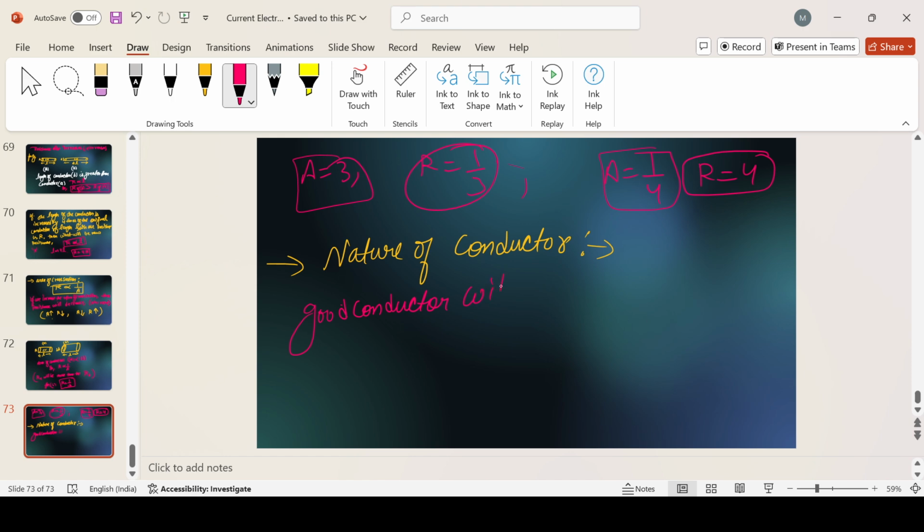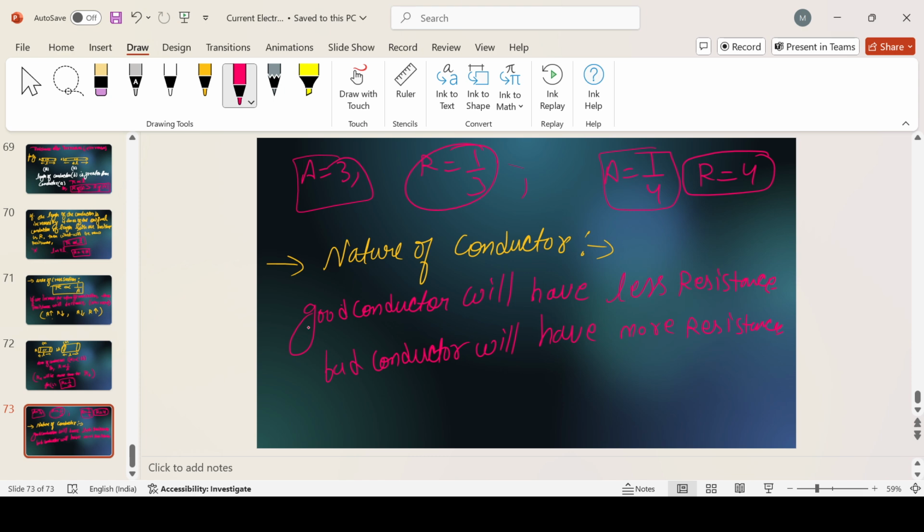Good conductor will have less resistance or more resistance? Less resistance. And bad conductor will have more resistance, because it doesn't let the current flow, and that is the function of resistance. And that's why if the current does not flow totally, it becomes an insulator. So on the basis of that, got it?